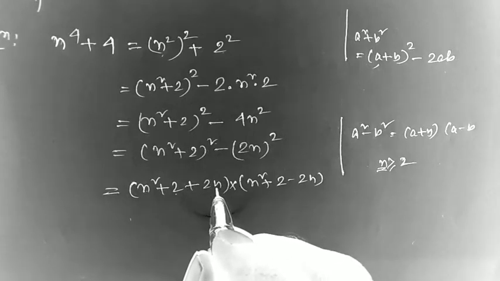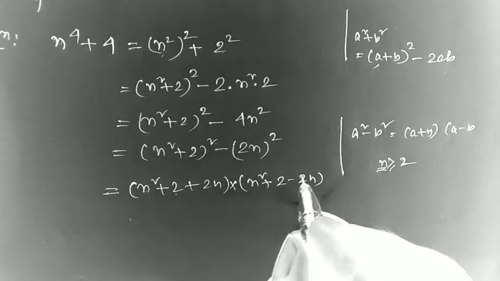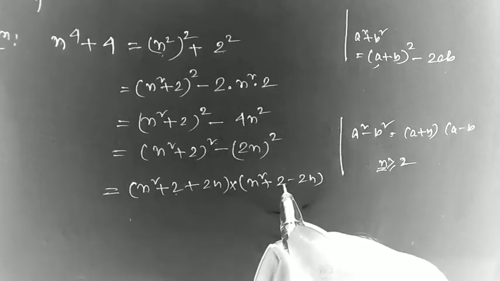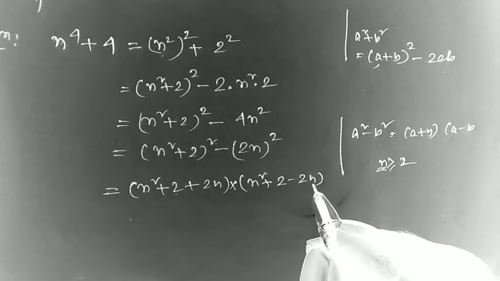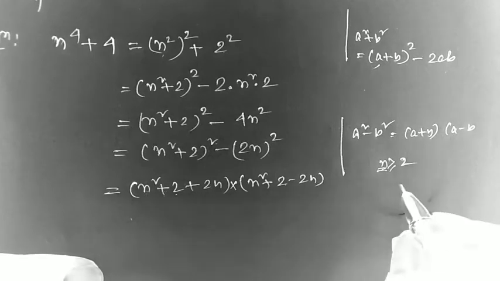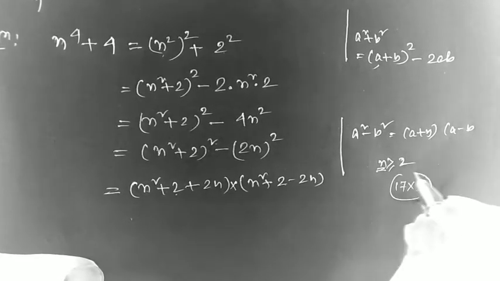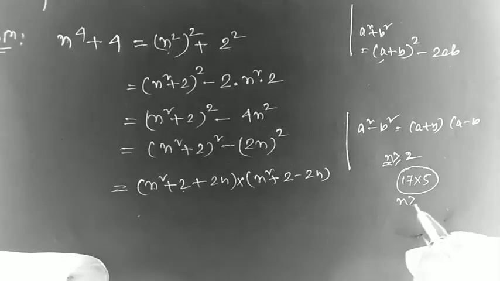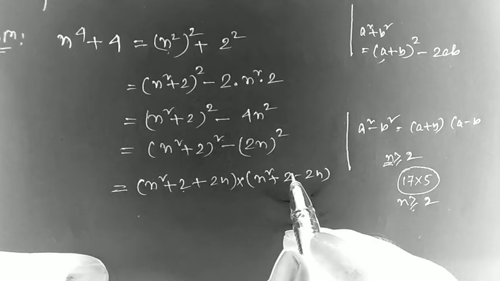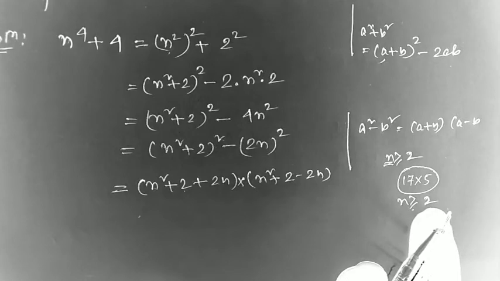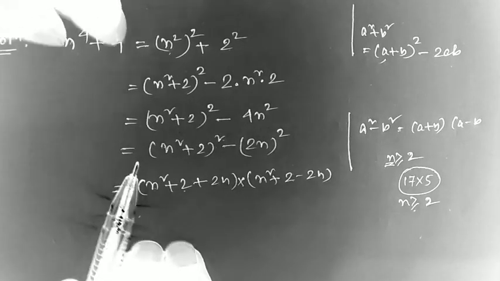So n to the power 4 plus 4, no? n to the power 4 can be written as n square whole square, plus 4 can be written as 2 square, no? There is no problem in this way, no? Now see, we have one formula, a square plus b square. So it is matching with that formula. It is nothing but a plus b whole square minus 2ab, no?